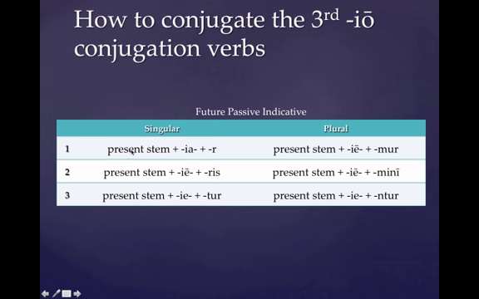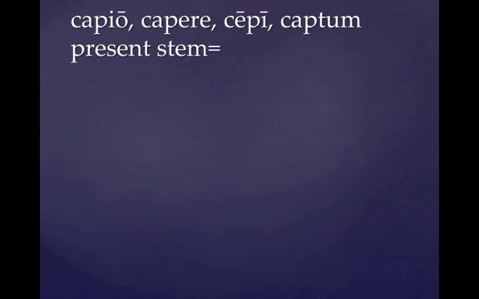First person singular, future passive, in the plural. Good Lord, in the passive is what I mean. I'm so sorry. First person singular is present stem plus IA plus R. And then for the second and third singular, first, second, and third plural, it's present stem plus IE plus these endings. Okay.